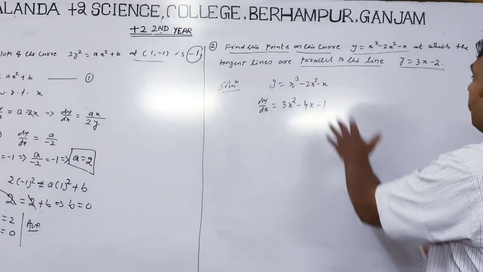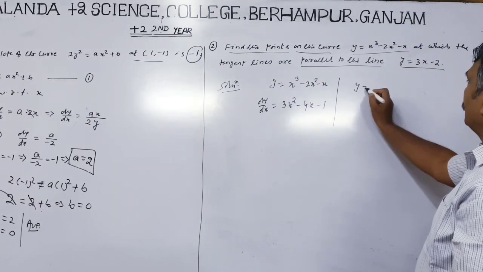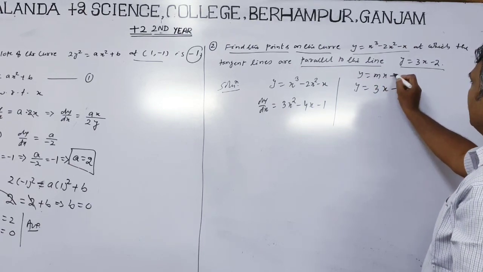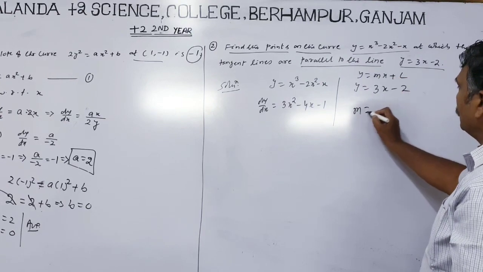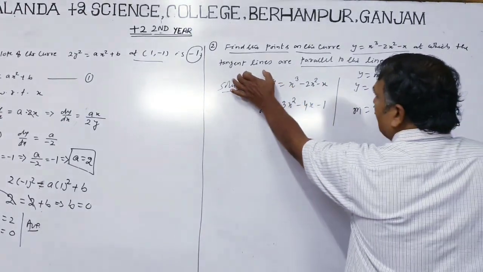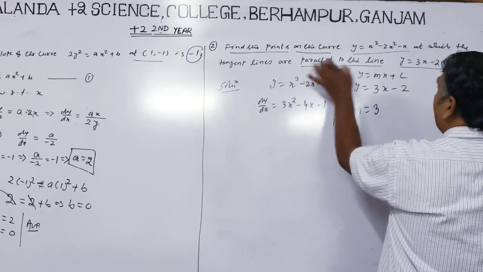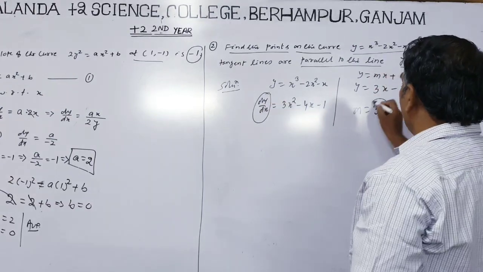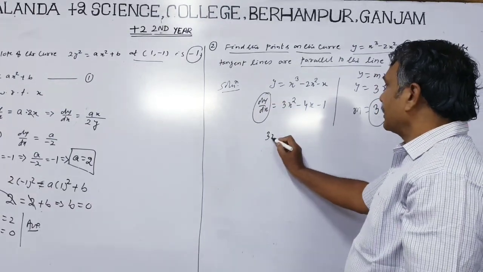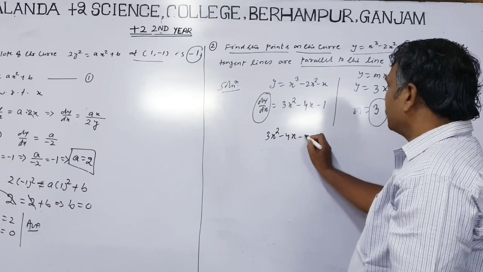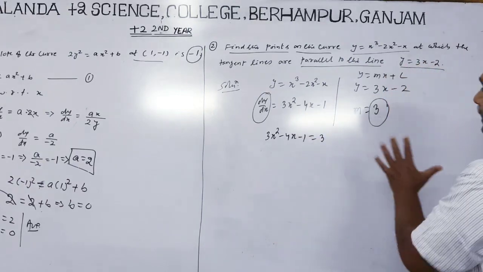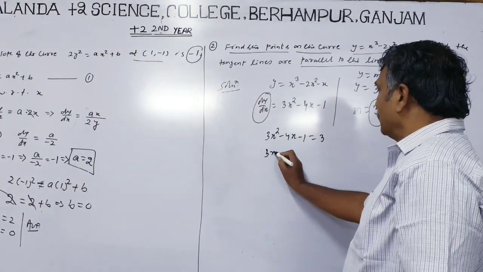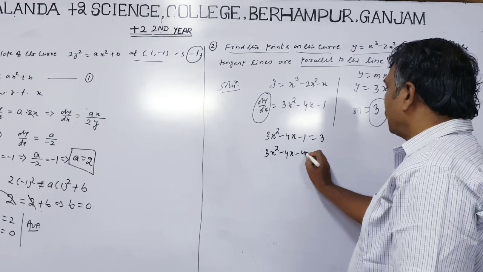Now here, what is the slope of the line? Here y equals 3x minus 2. Now y equals mx plus c, yes or no? So here m equals 3. Now the tangent line is parallel to the line, so dy by dx equals 3. So 3x square minus 4x minus 1 equals 3. If perpendicular, this equals -1. Or 3x square minus 4x minus 4 equals 0.